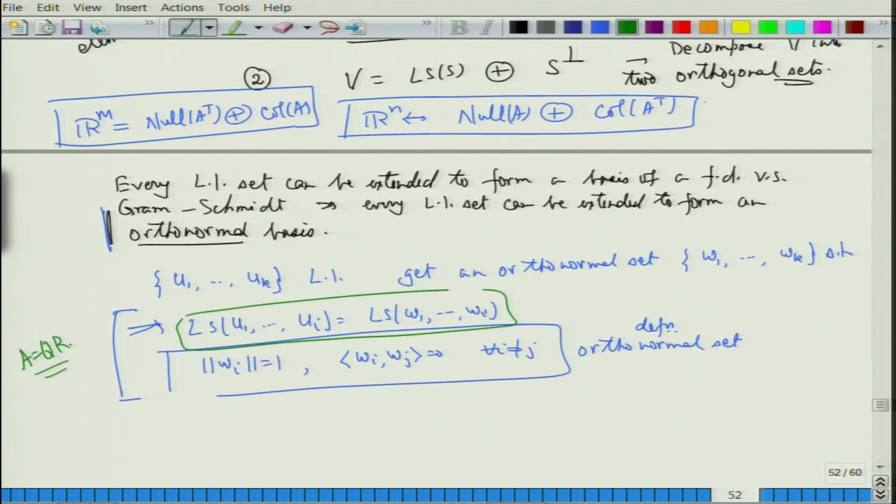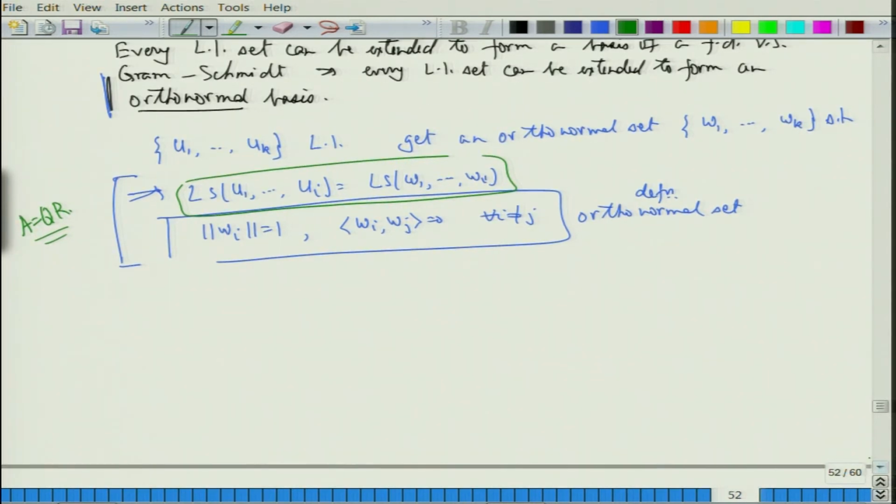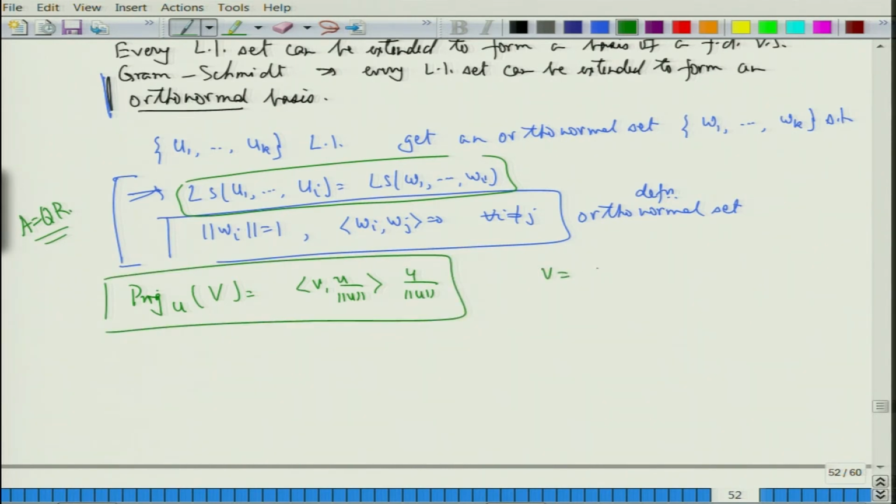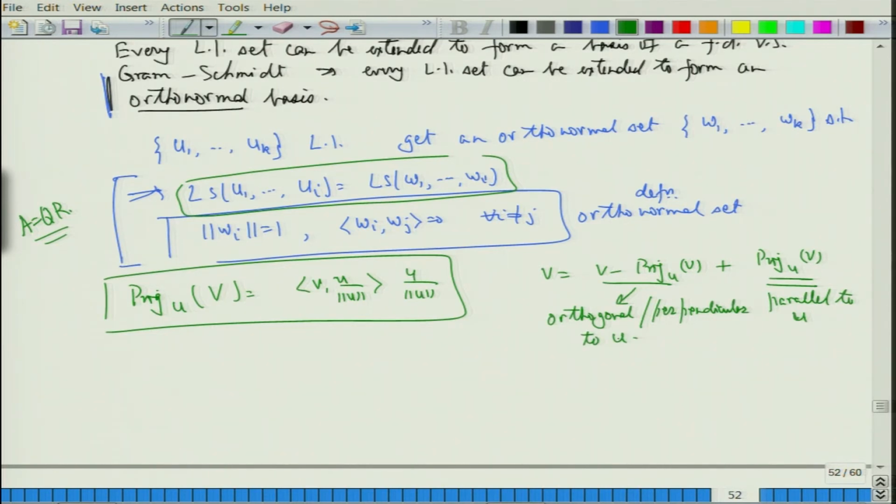We also had, because of orthogonality, that given any vector V, I have the notion of projection of V on U as the dot product of V and U divided by the length of U squared, into U. This is projection of V on U, and therefore I could decompose V as V minus projection of V on U, plus projection of V on U. So, this was the component parallel to U, and this was orthogonal or perpendicular to U, fine. So, that was for one vector.